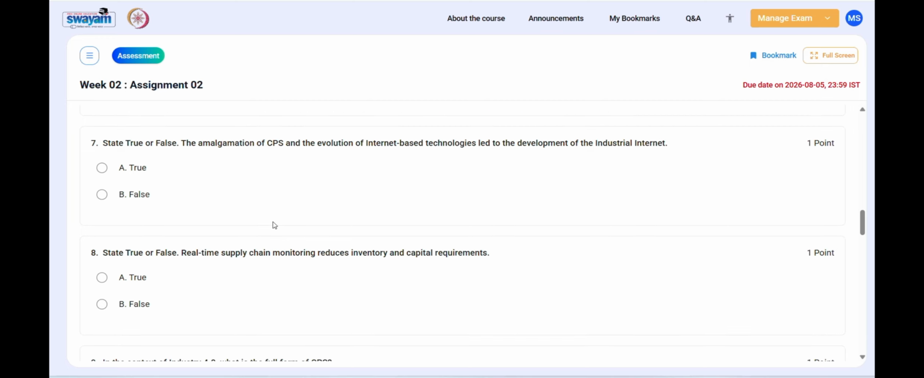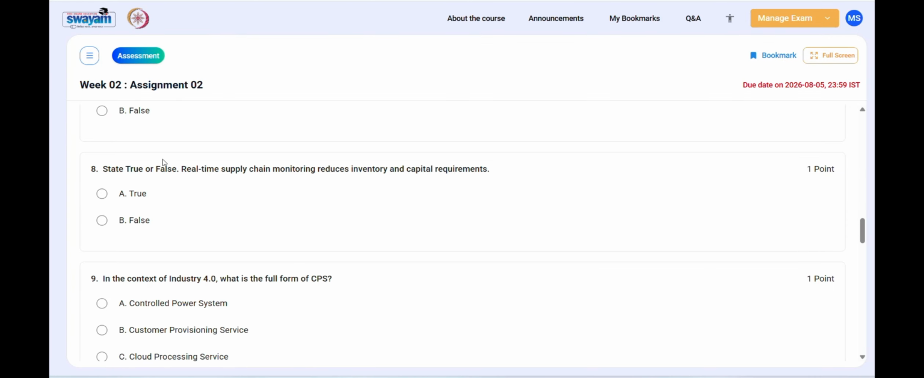Then seventh question: state true or false. The amalgamation of CPS and the evolution of internet based technologies led to the development of the industrial internet. So option A is correct, true. Then comes the eighth question: state true or false. Real time supply chain monitoring reduces inventory and capital requirements. True.